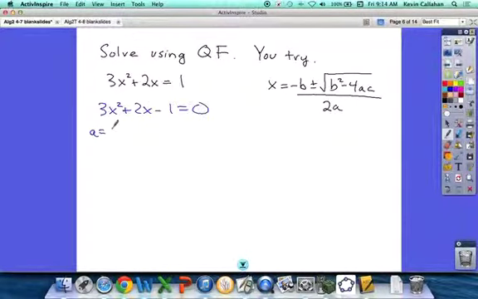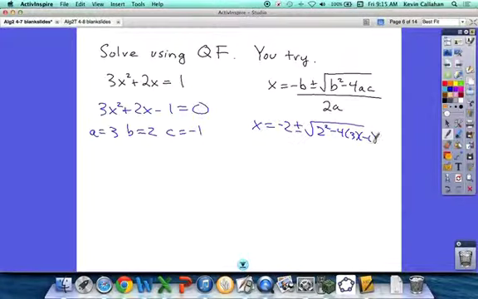A is 3, B is 2, C is negative 1, which again, you could put it in the calculator like this. X equals negative 2 plus or minus the square root of 2 squared minus 4 times 3 times negative 1 divided by 2 times 3. Right, so x equals negative 2 plus or minus the square root of 4. And what's going to come next?